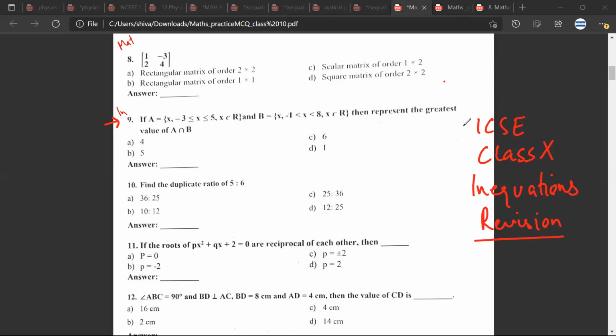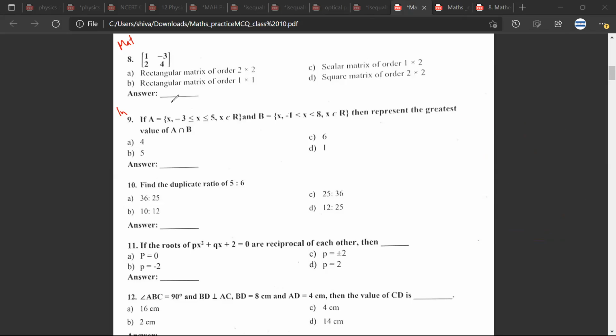So Mr. CB, ICSE class 10th inequations revision. Okay, first question. A: x is greater than or equal to minus 3 and less than or equal to 5. B: x is greater than minus 1 and less than 8. Then represent the greatest value of A intersection B.